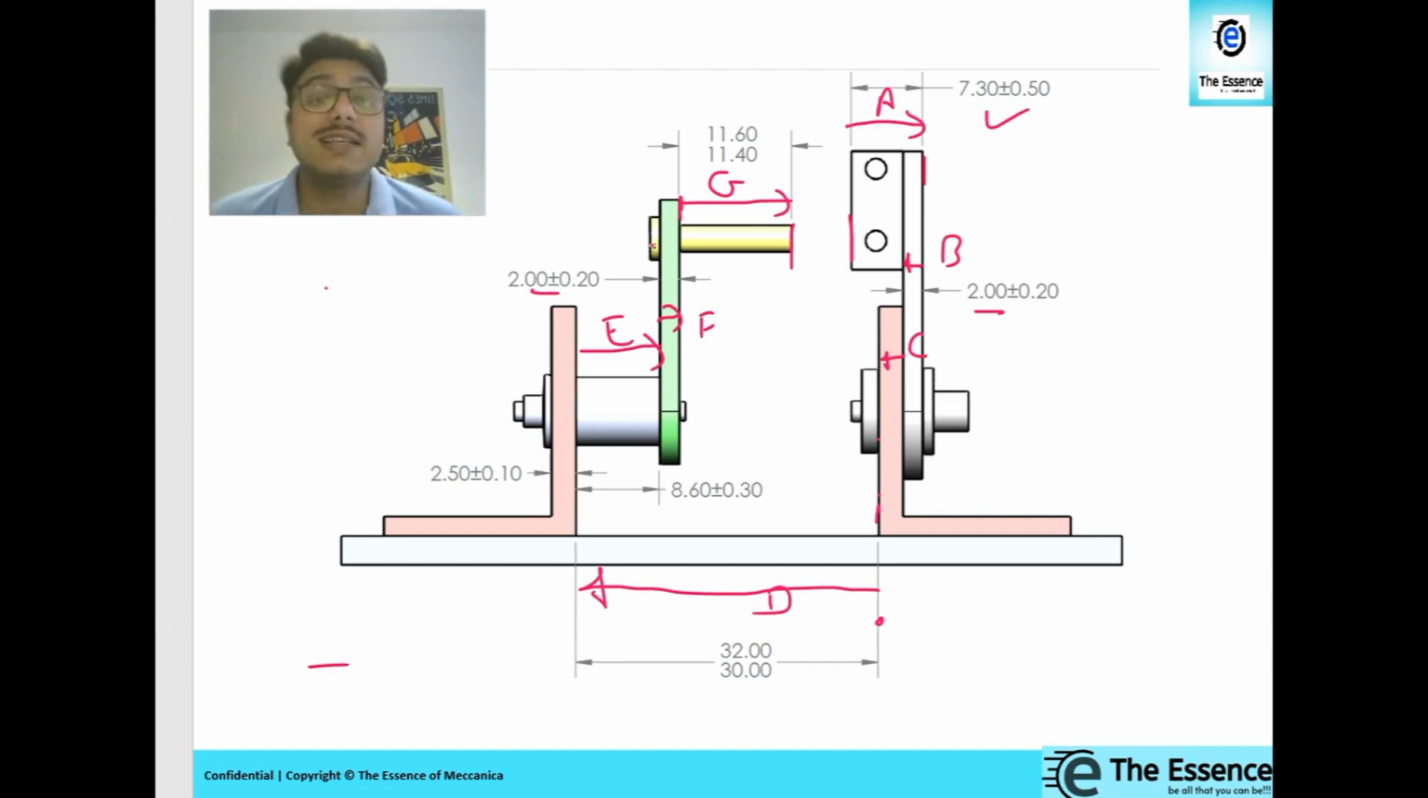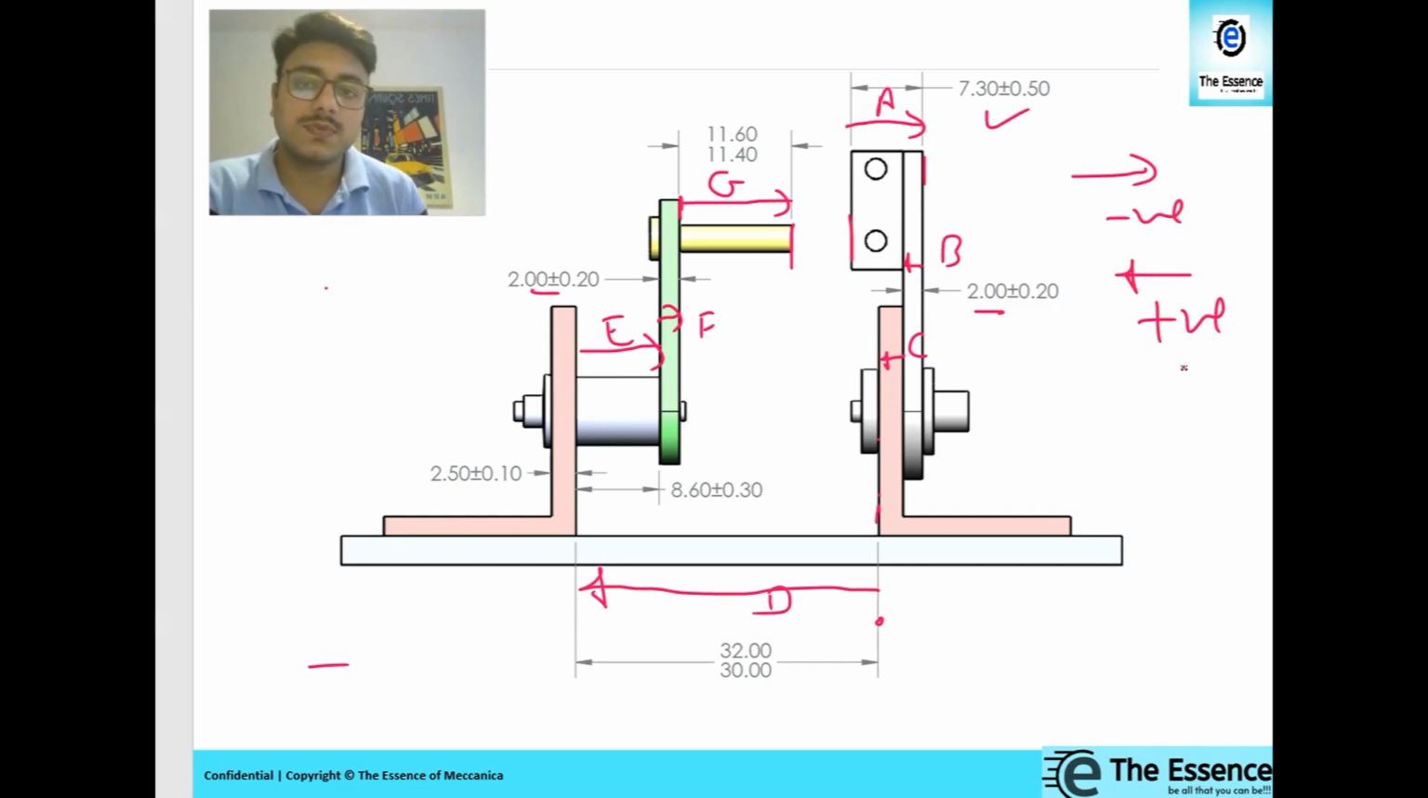Now what happens in this case? In this case, if I examine, this direction will be negative and this direction will be positive. Okay, so we have to be always careful. It's not about which direction is positive. We have to know this rule.